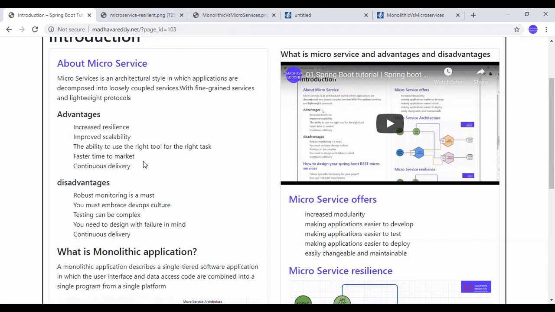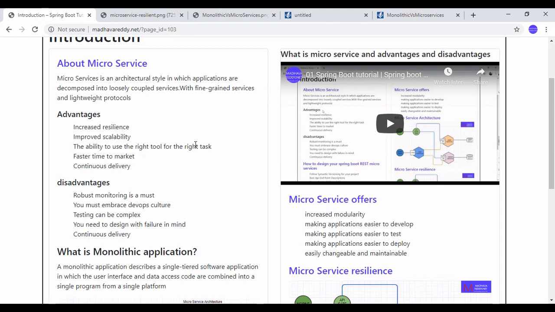Okay, and improved scalability. Suppose sometimes at festival times we need to sell more products, and many people will come and use the application. At that time, you have to increase your servers and provide the best service. You can increase your servers, and you can decrease the servers as and when needed.